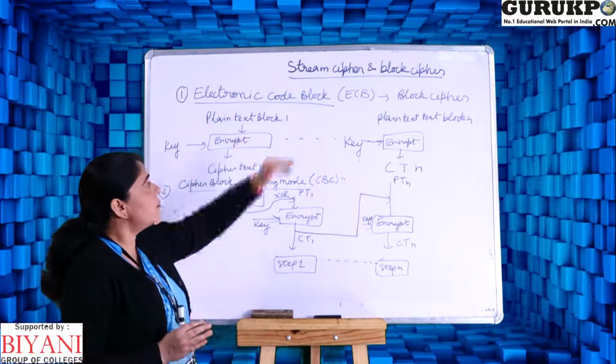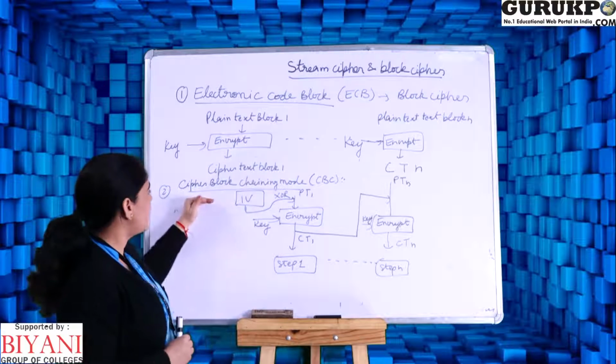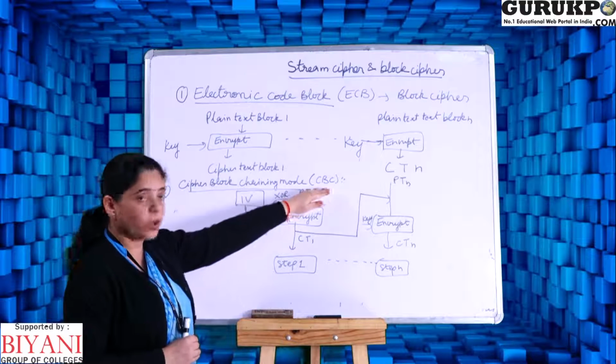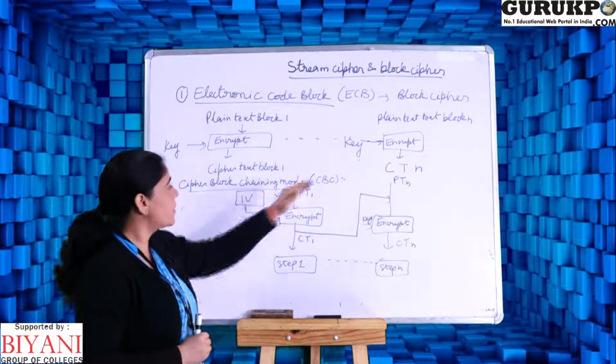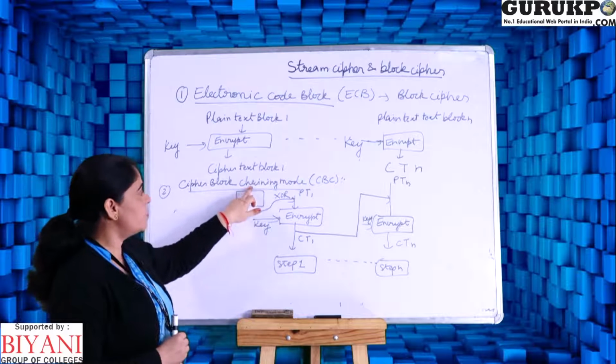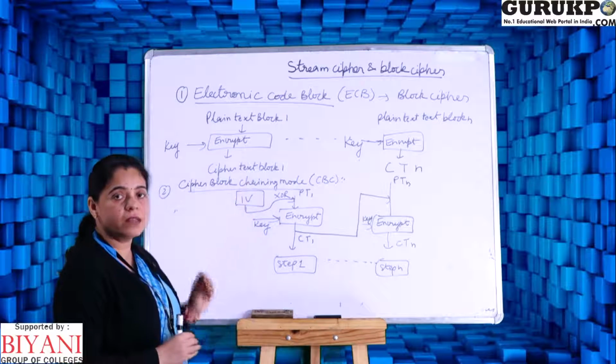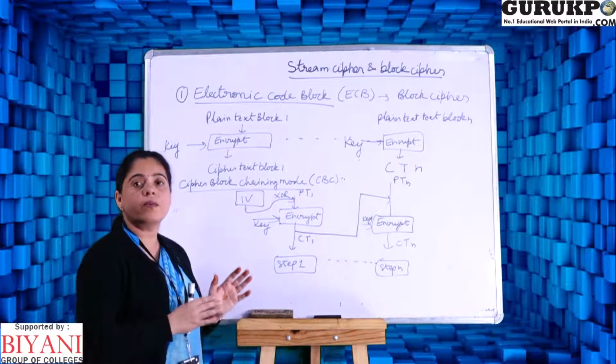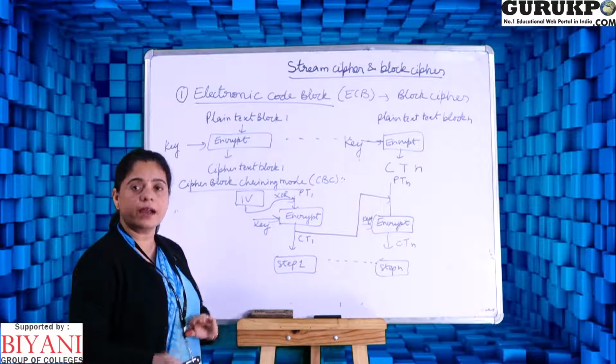So it's very easy for the attacker to identify the repeating text pattern. To overcome this problem, the second algorithm mode is cipher block chaining mode. This also works on the block cipher. Here the one term we are using is chaining. Chaining means a feedback process, meaning the output of one block will be the input to another block.